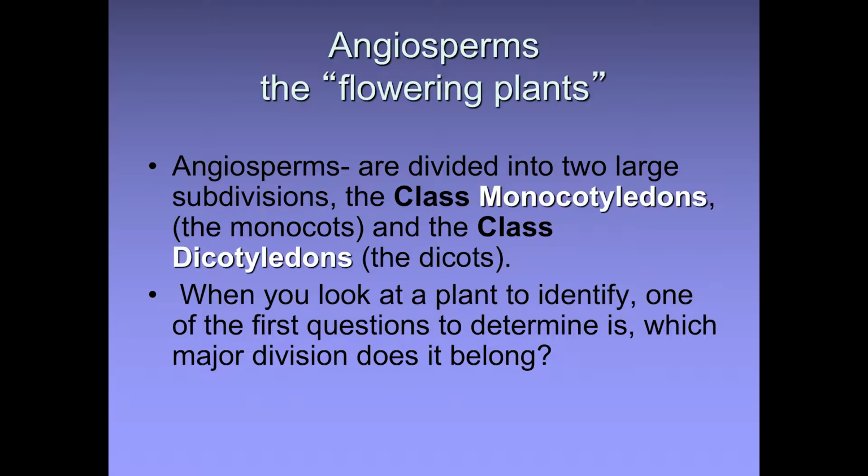As I said, angiosperms are then divided into two subdivisions, the monocotyledons and the dicotyledons. So when you first look at a plant to identify, one of the first questions is to determine which of these divisions it belongs to, because a lot of books, not so much wildflower books, but some of these other books, are divided into the dicotyledon section and the monocot section. What is a cotyledon? It comes from the Greek word kotyledon, which means a cup-shaped cavity. A cotyledon is an embryonic leaf.